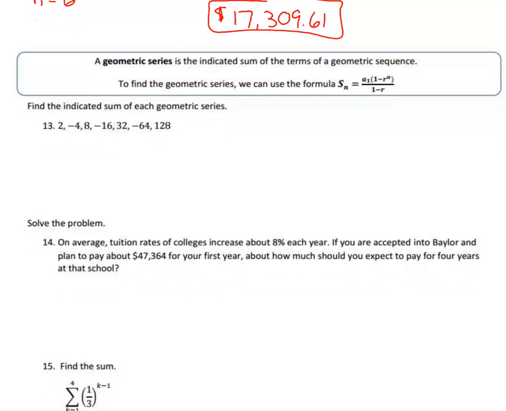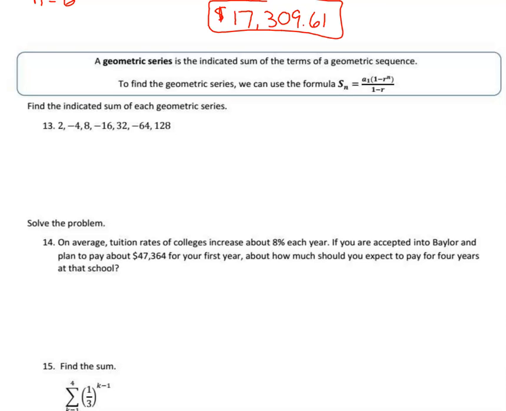So moving on to a geometric series. The difference between a sequence and a series, remember, is that we're adding for a series. The only difference now is the terms we're talking about are geometric, so we're multiplying to get the geometric pattern, the sequence, and then we're going to add them together to get the series.